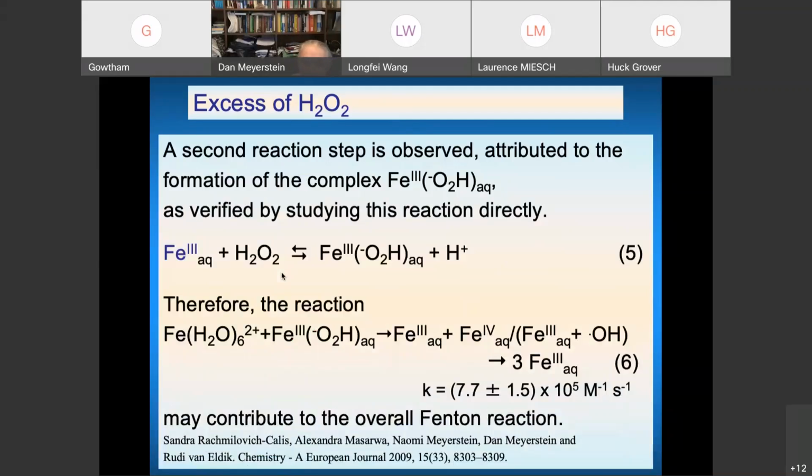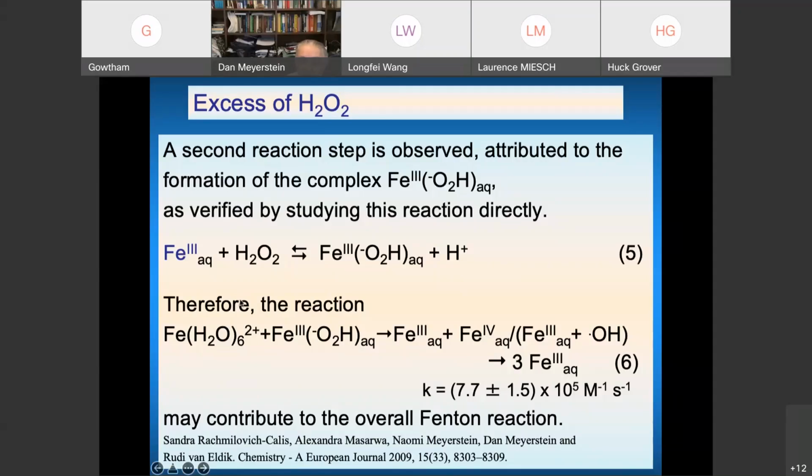The explanation is that the iron 3 formed in the first reaction reacts with hydrogen peroxide to give a complex, now not of iron 2 with peroxide, of iron 3 with peroxide, and this complex reacts with iron 2 to give iron 3 and iron 4, or iron 3 and OH radicals. We didn't know that in those days.